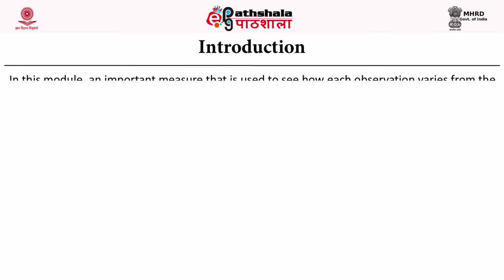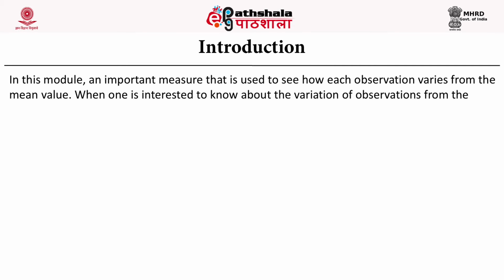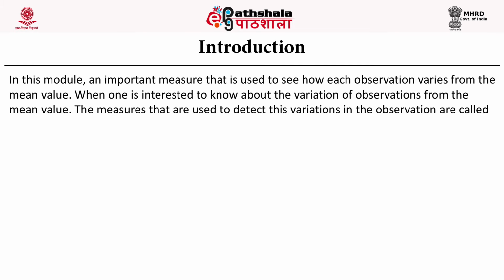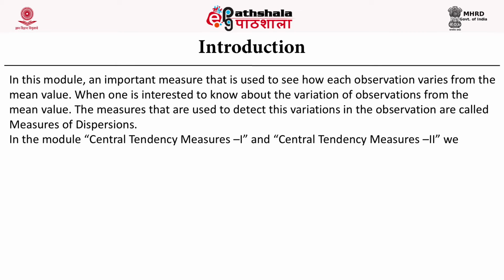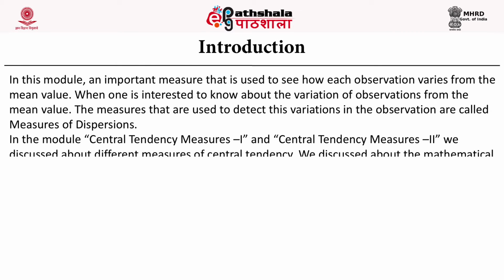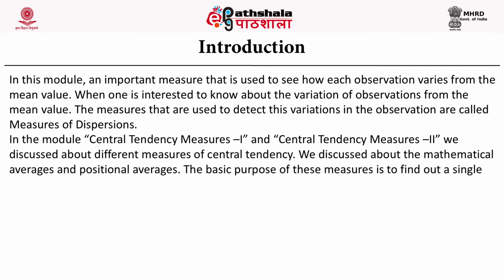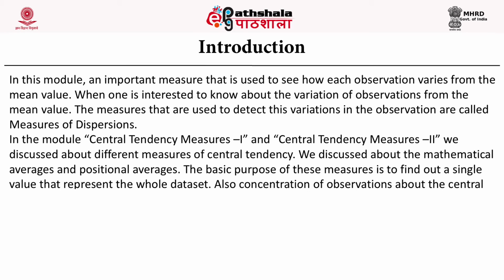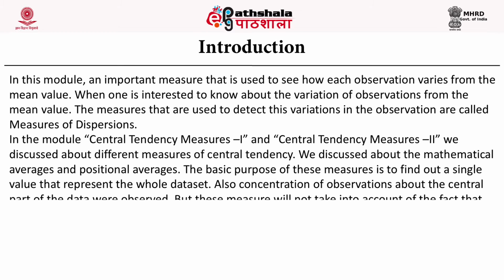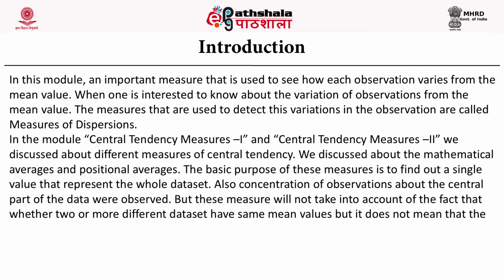In this module, an important measure is used to see how observations vary from the mean value. When one is interested to know about the variation of observations from the mean value, the measures that are used to detect this variation are called measures of dispersion. In the modules central tendency measure 1 and central tendency measure 2, we discussed different measures of central tendency, the mathematical averages and positional averages. The basic purpose of these measures is to find a single value that represents the whole data set.